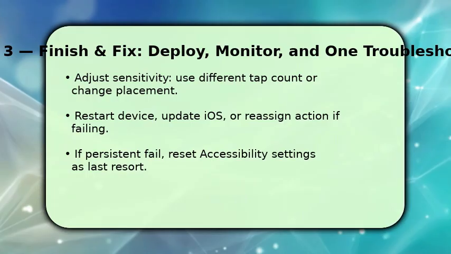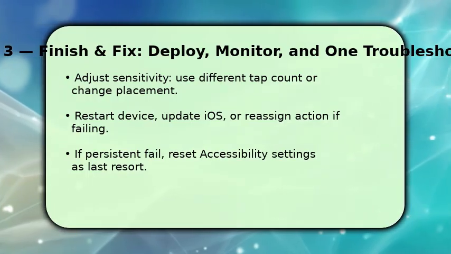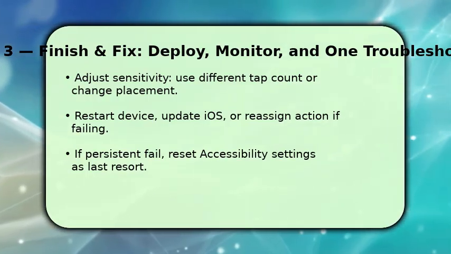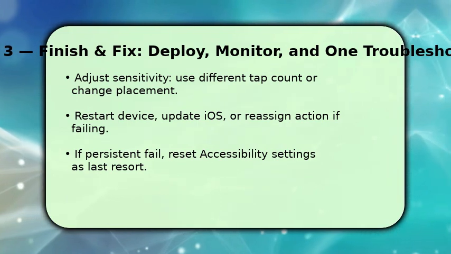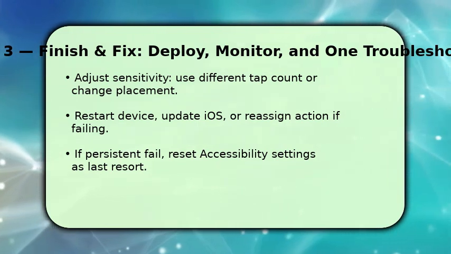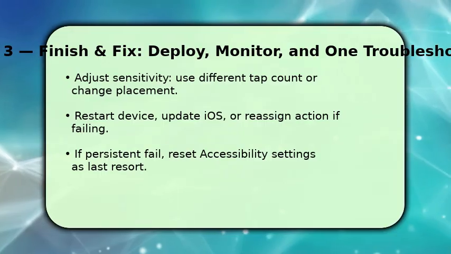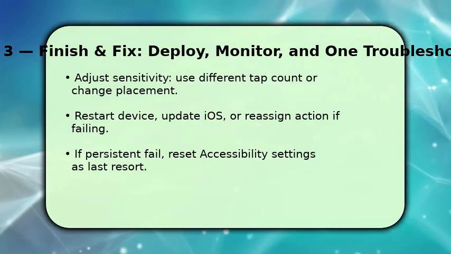Finish by refining placement and solving issues if taps misfire. If taps were accidental, switch to triple tap or change where you physically tap. Hold the phone differently. If it stops working, restart your device and check for an iOS update. Sometimes updates fix sensor bugs.